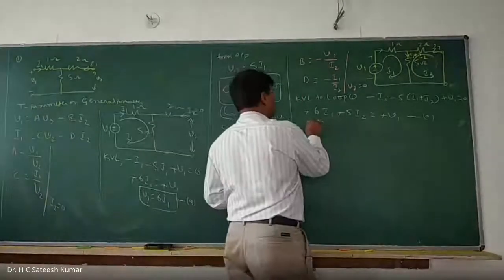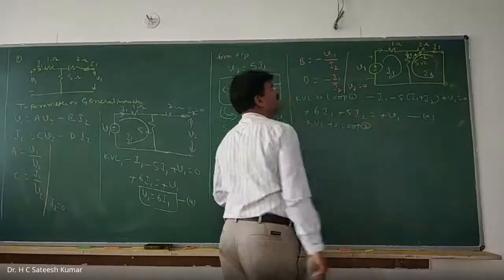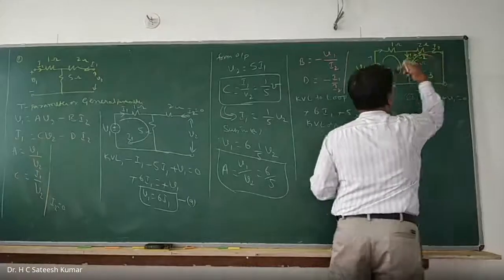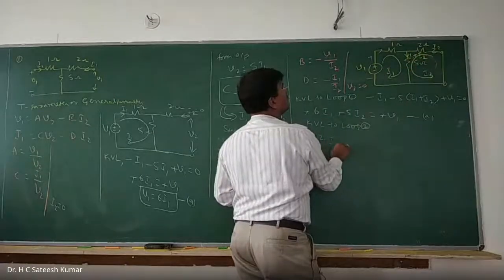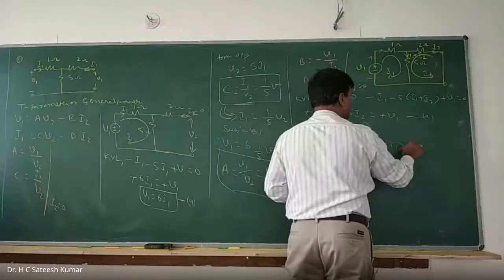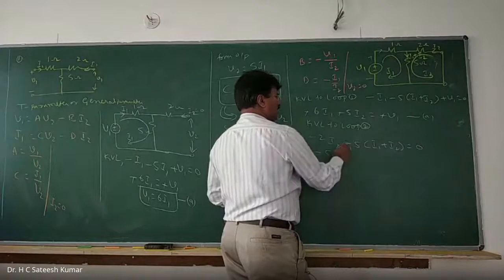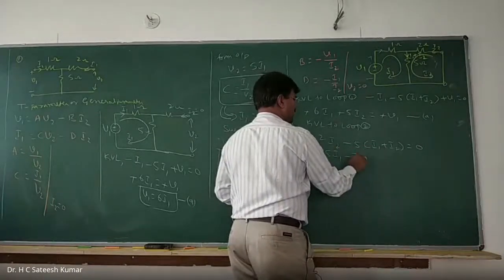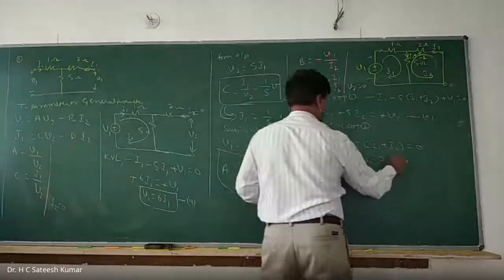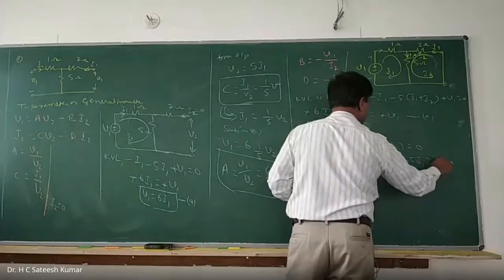KVL to loop 2. What will you get? You can go from this side itself, no problem. Minus 2 into I2 minus 5 into I1 plus I2 is equal to 0. Minus 5I1 minus 5I2 minus 2I2, minus 7I2 is equal to 0. Therefore, minus 5I1 is equal to 7I2.